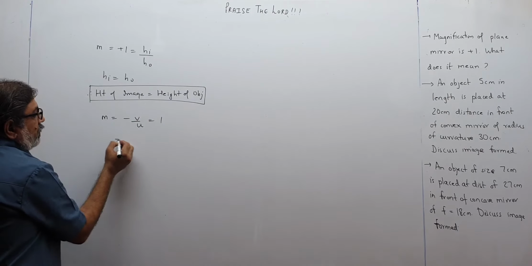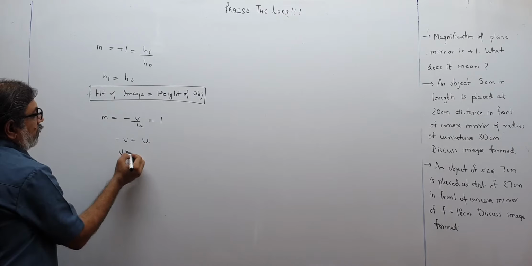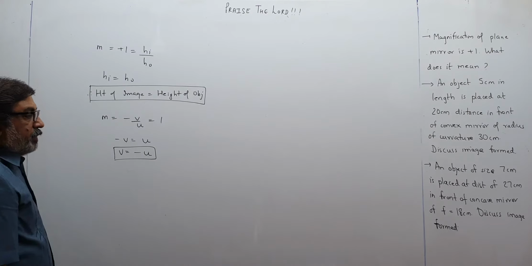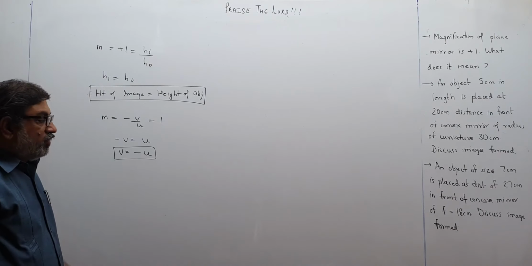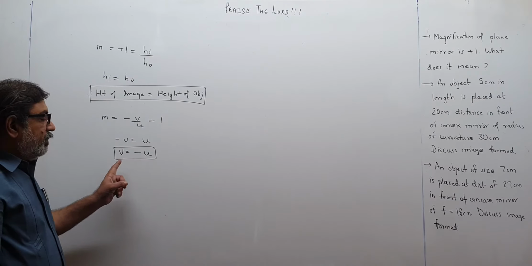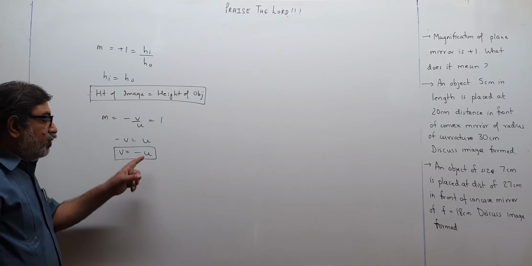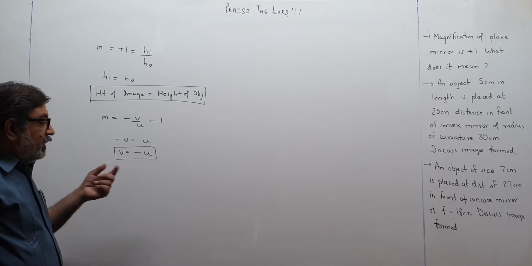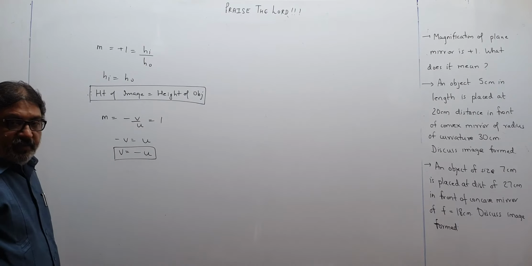and that is 1, given to me. So minus v upon u equals 1, so v equals minus u. That means if we see the magnitude, supposing u is 30, v will be minus 30. If u is minus 10, v will be 10. That means v and u are of opposite sign.